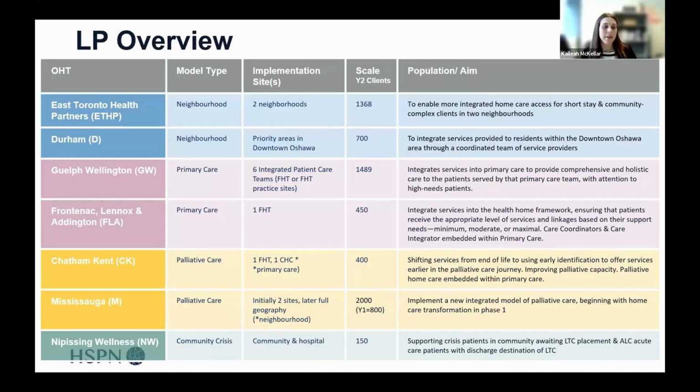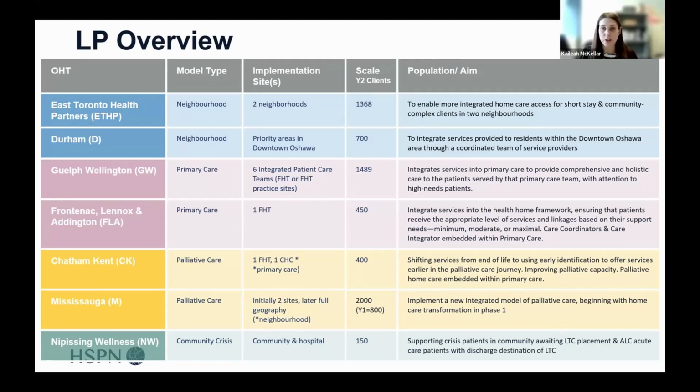On the next slide, we have an overview of the seven leading projects. So there's a lot here, but I'll just say that they're grouped right now into and color-coded by model type. So we have in blue the neighborhood models that focus on centralizing services in the neighborhoods. In pink, primary care, having a focus on embedding designated care coordinators and home care providers in each practice. Palliative in yellow, which is about early identification of palliative care patients and their needs, and community crisis, which focuses on the high-risk needs patients.